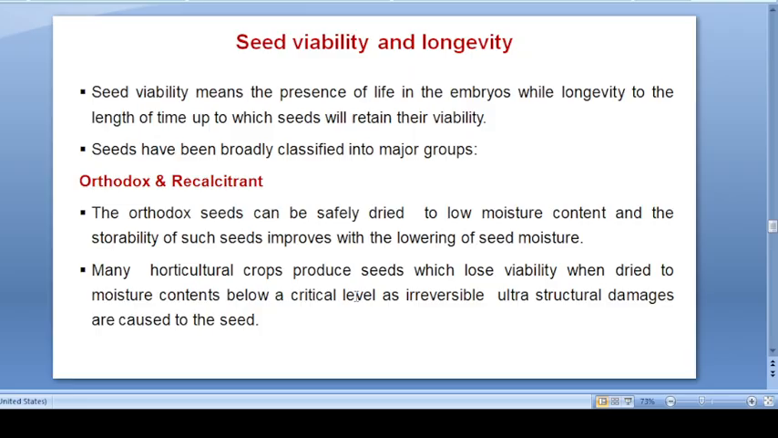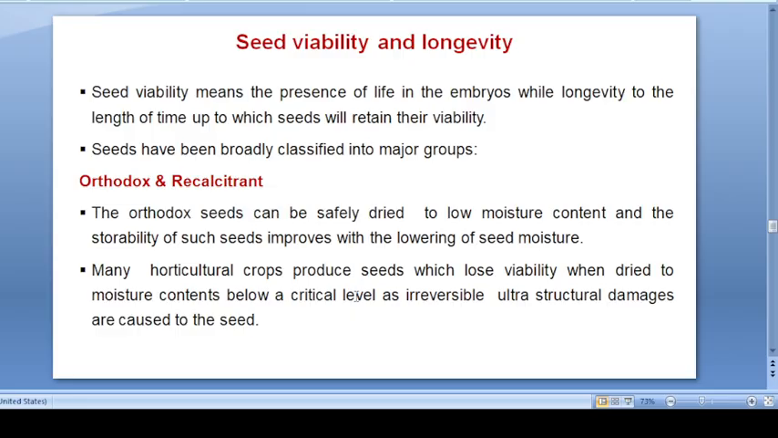Next is viability, which I have already discussed. Viability means how many days after extraction of the seed from the fruit we can keep it in normal or refrigerated condition without losing its original contents, the constituents present in the seed. Or, if we sow the seed immediately, without losing its germinability, in broad terms.